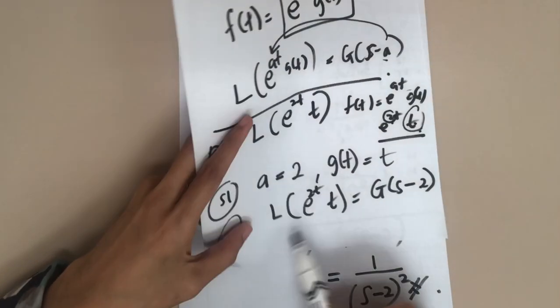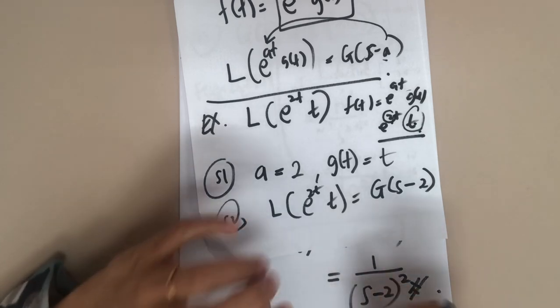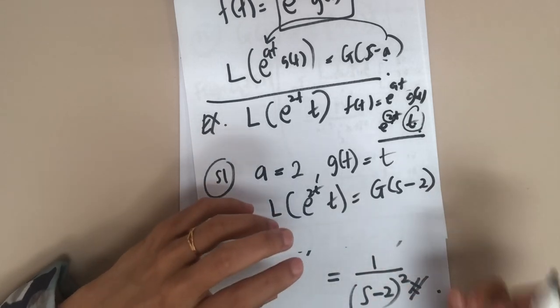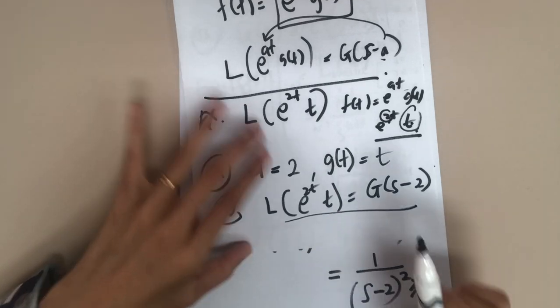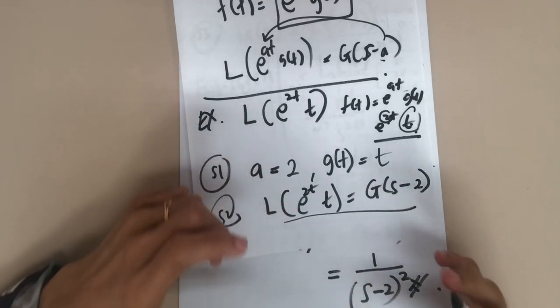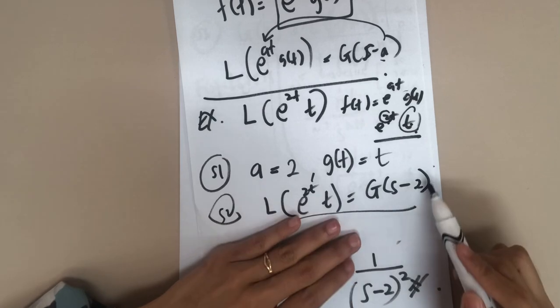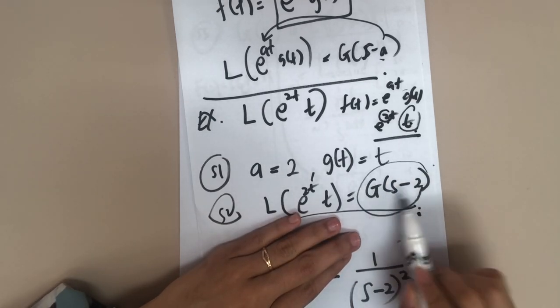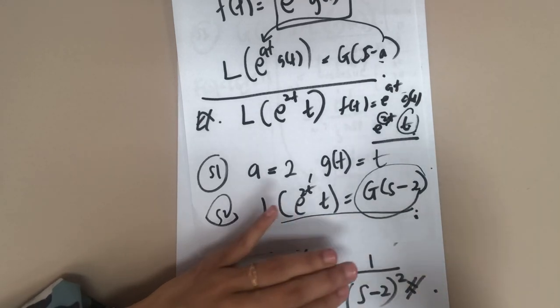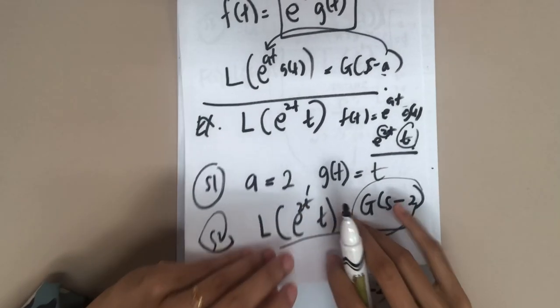Step number 2 is just to write down first the pattern of what your final answer will look like. That means for step number 2 there is no calculation here, but you just write down the final answer for your question will be this type: G(S minus 2).